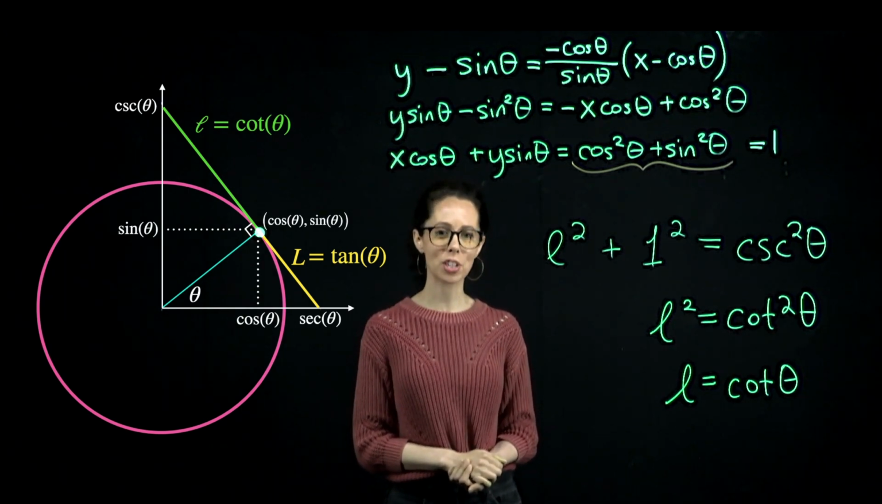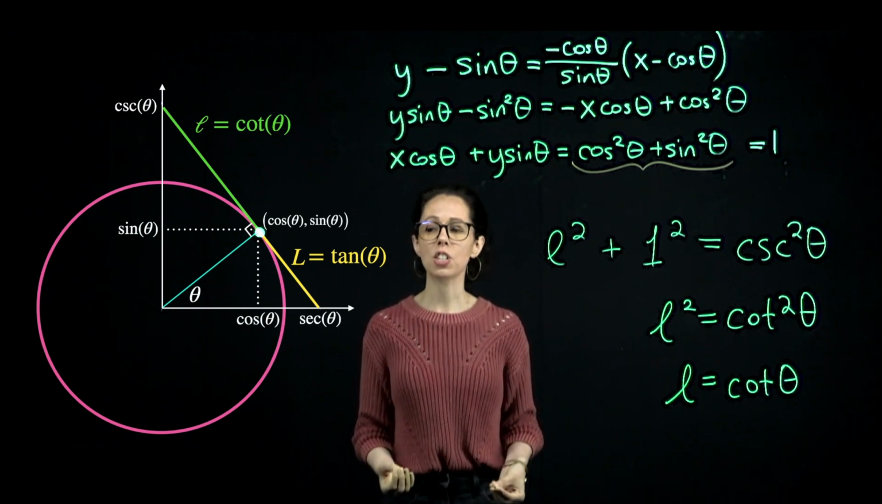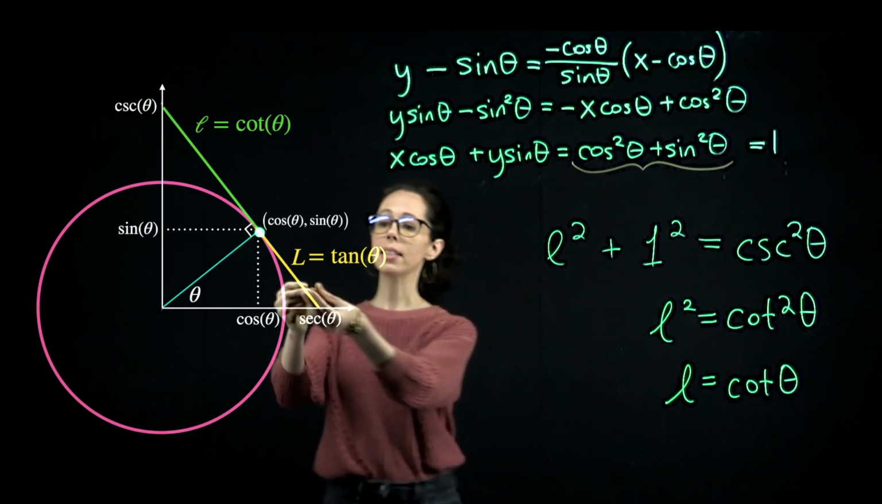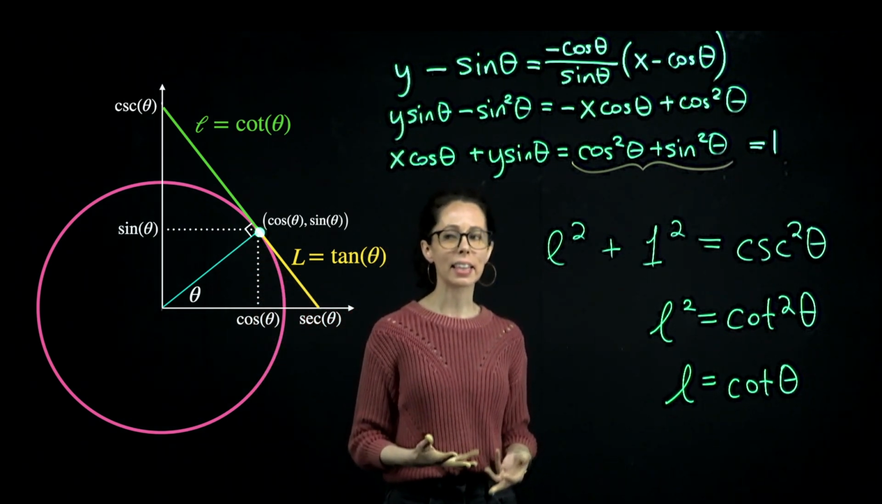Back to our opening question, why is the tangent function called tangent? Now you can say the tangent function measures the length of a line segment which is tangent to the circle. So this line segment here has length tan of theta.